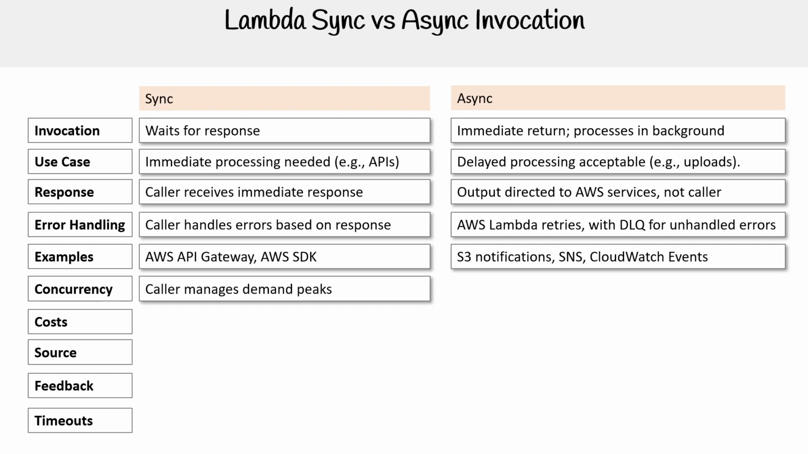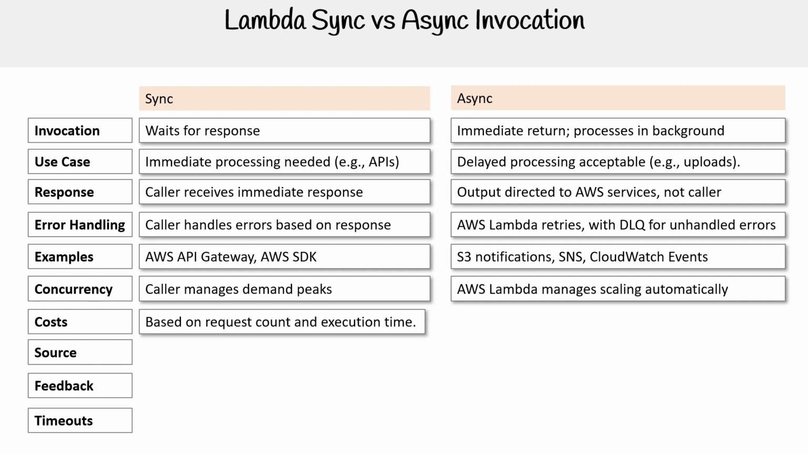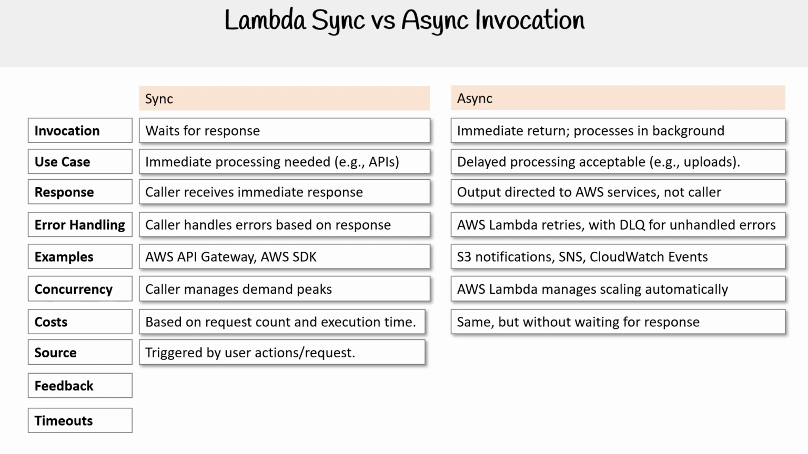For sync, when we're talking about concurrency, the caller manages the demand peaks, and for async, AWS Lambda manages scaling automatically. For sync, it's based on request count and execution time. For async, it's the same but without waiting for the response. For sync, the source is triggered by user actions and requests. For async, it's triggered by AWS services and custom apps.